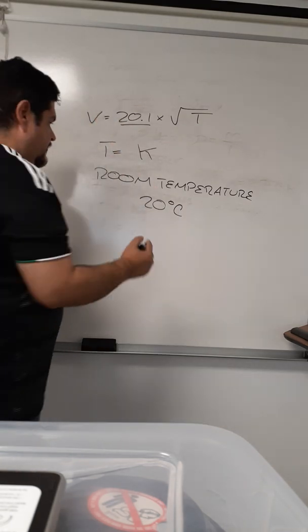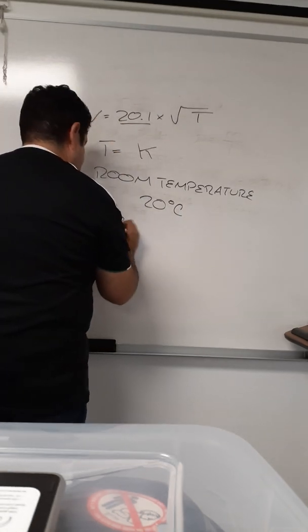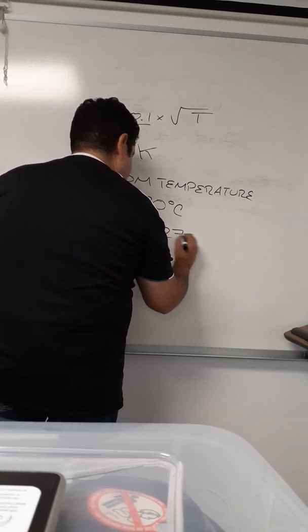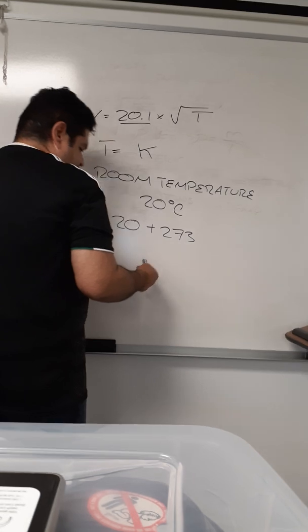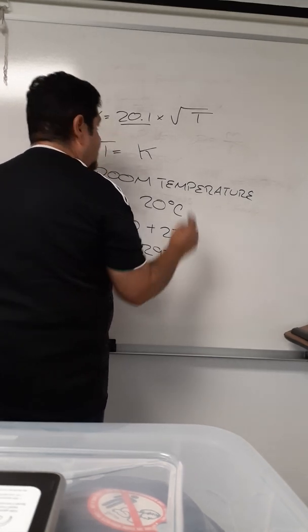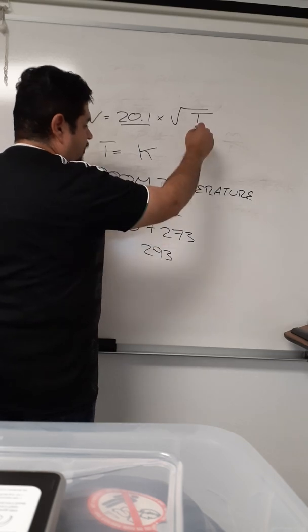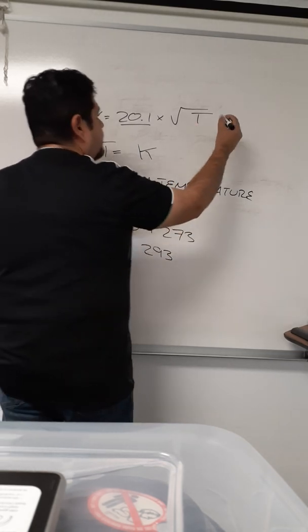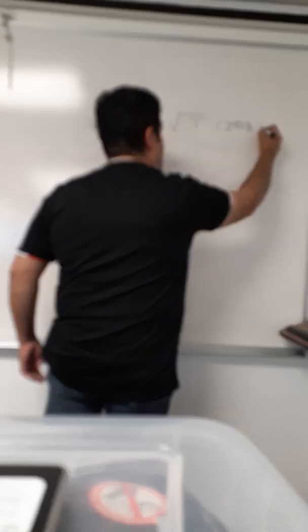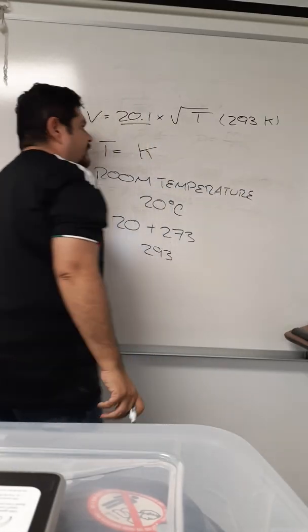So what do you do? You grab this 20 and you're going to add it to 273. So the total is 293, and this is a number that is going to go up here. 293 kelvins.